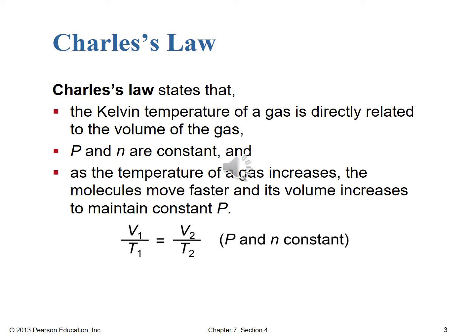The form of the equation here, because it's a direct relationship, it's V1 over T1 equals V2 over T2. As a reminder, of course, Boyle's law was P1 times V1 equals P2 times V2 because they were inversely proportional. They were multiplied together. Here, because it's a direct relationship, they're divided, volume by temperature.